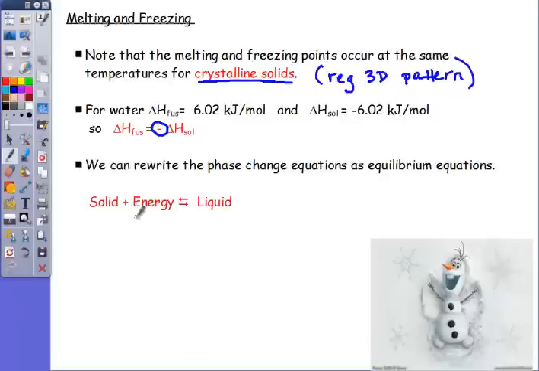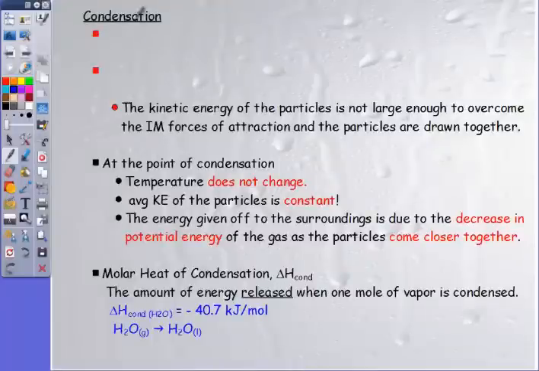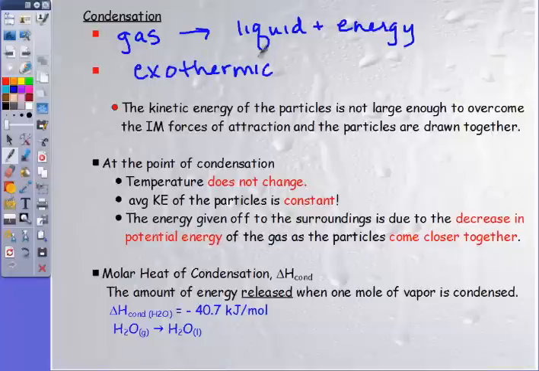Like we did before, we can rewrite these phase change equations. When I add energy, we know that we're going to make more liquid. That equilibrium shifts. If I take energy out of my system, my equilibrium will shift to make more solid. Condensation. Condensation is a gas giving me a liquid plus energy. Since energy is on the product side, energy is released or given off. That's an exothermic process as well.